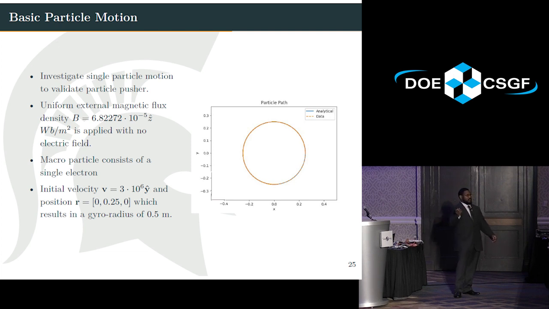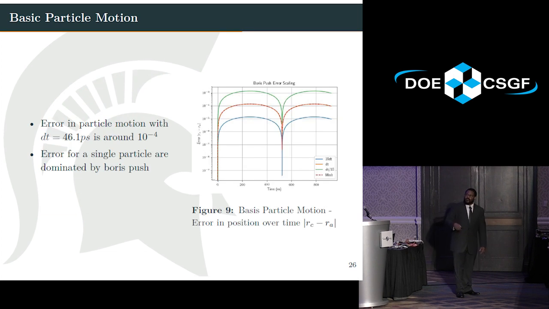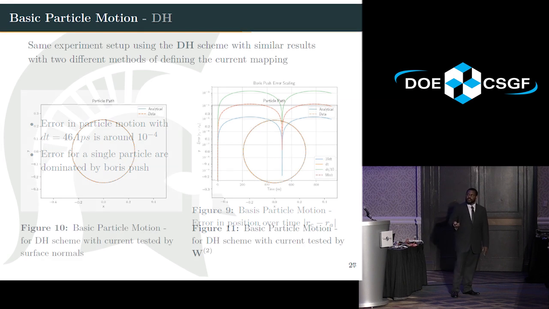So, just to show simple preliminary results, just to prove that things work, if we have a particle experience a magnetic field and give it some velocity, we see that we don't have any drift, and these are all 3D results. And if we allow it to march on in time very quickly, we see that the errors are pretty controllable, and it's mostly dominated by our Boris push.